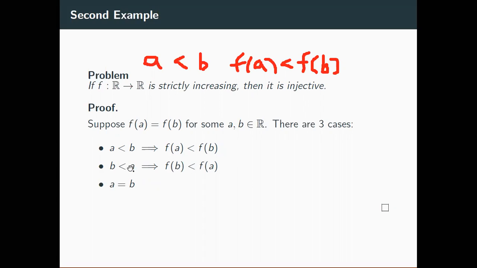And the same thing for this second case. If b happened to be less than a, then the only possibility would be if f of b is less than f of a. But we know that's not true because f of a is supposed to be equal to f of b. So the only possibility is that a equals b. In other words, if f of a equals f of b, the only possibility is a equals b. And that's exactly the definition of an injective function. So this function f is injective.